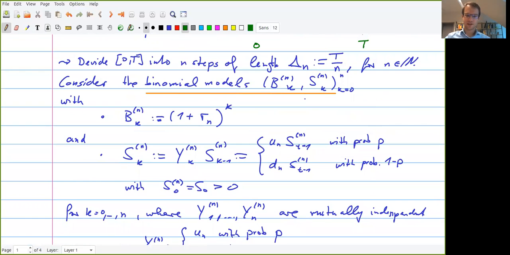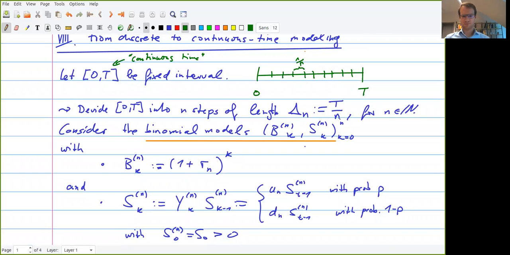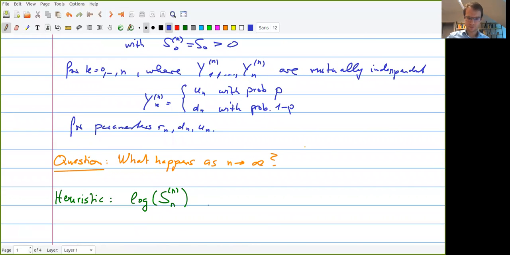So what is this? This is the terminal time t. Sorry, here k is okay, but let's make it t here. Right, so you look at the nth model.